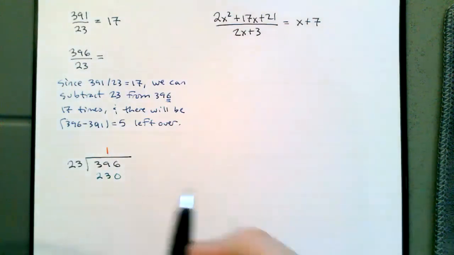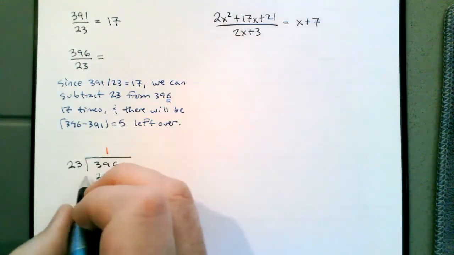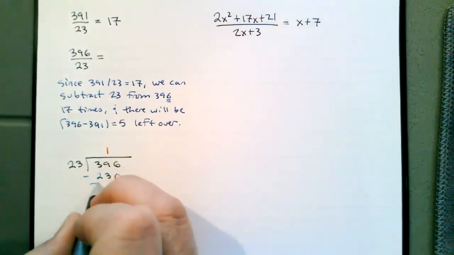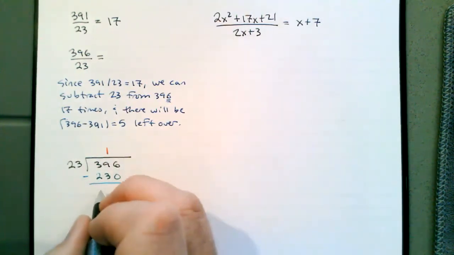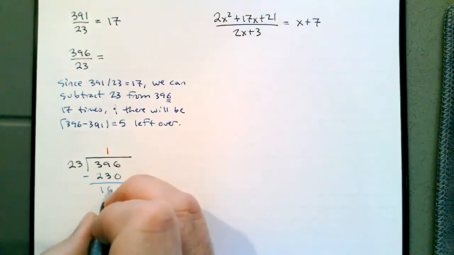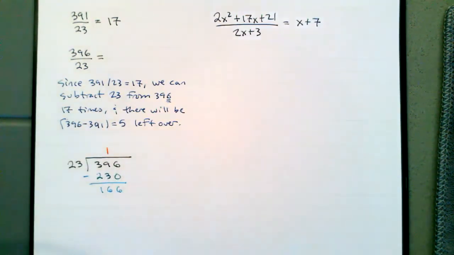So 10 times 23 is 230, and we're subtracting. 396 minus 230 is 166 this time. Last time we had 161, now we have 5 more, because all the subtraction took place in the hundreds and the tens column, so the ones are still just saying, hey, I still got this extra 5.